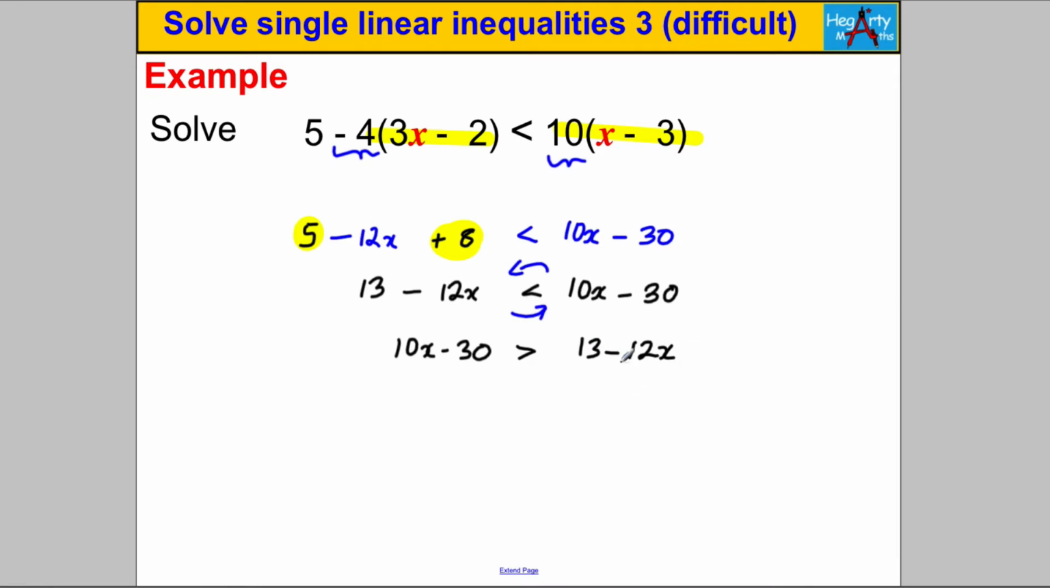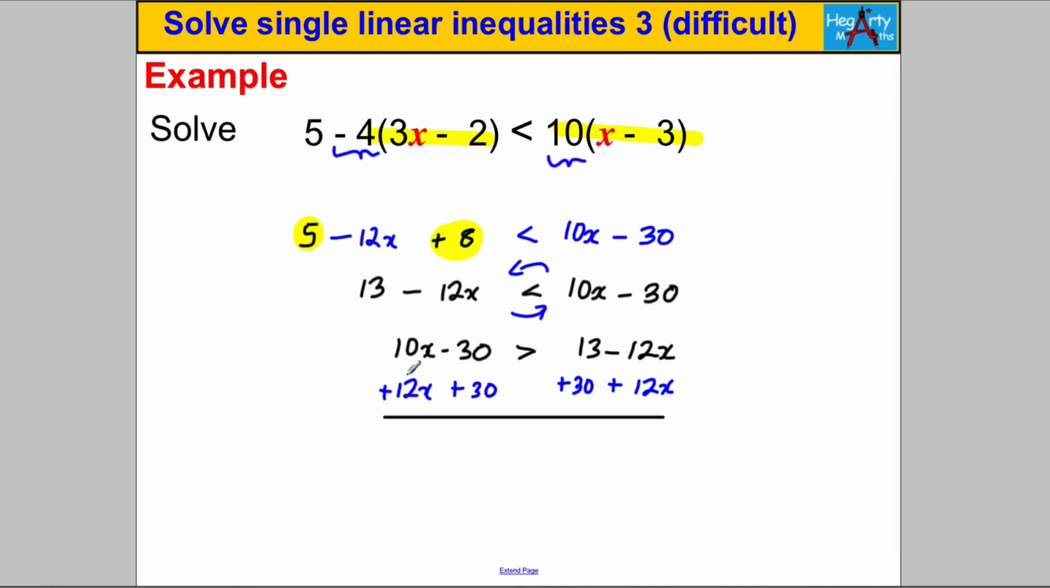How do I remove or undo this subtract 12x? Well, I can add 12x to both sides, so let's go ahead and do that. How do I remove or undo this subtract 30? Well, I add 30 to both sides, don't I? And let's tidy that up and see where we get to.